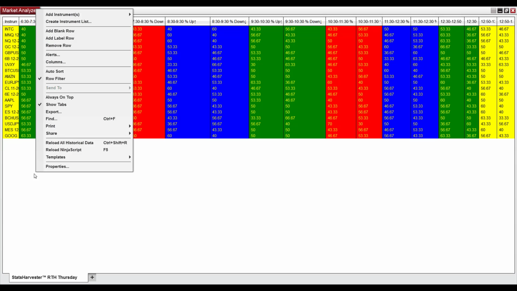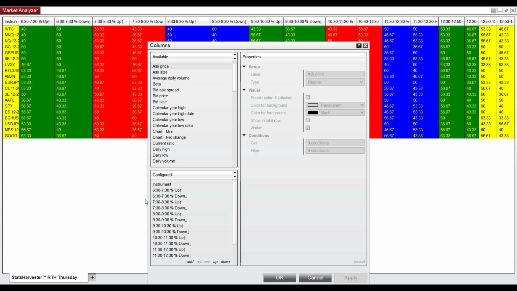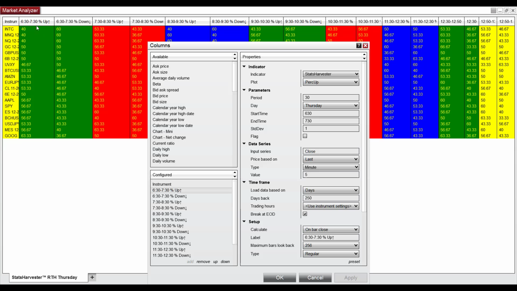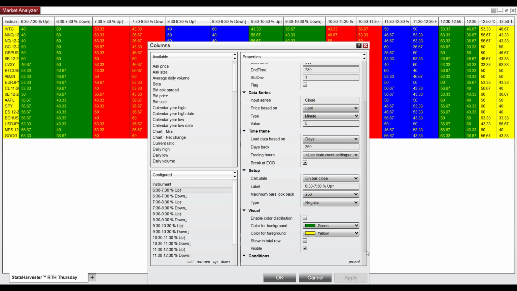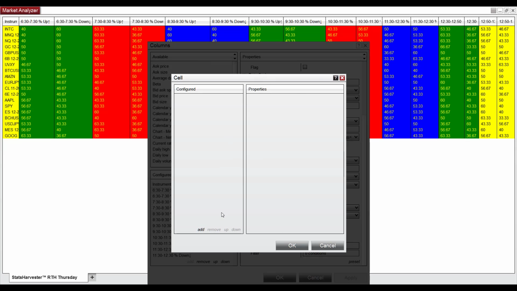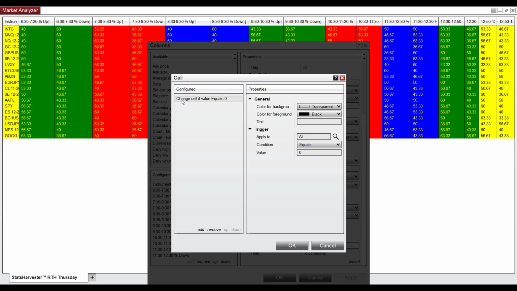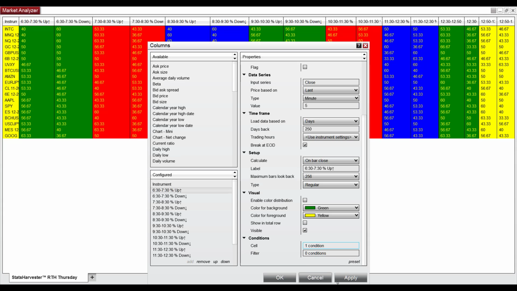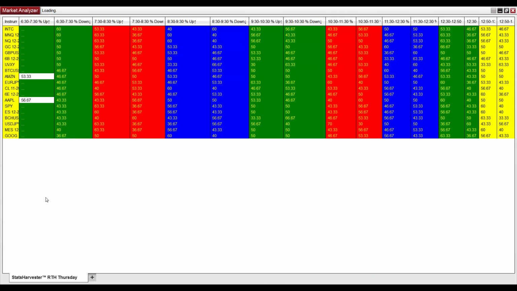To make things a bit faster, I personally prefer to use the Google Sheets application, which I'm going to show you next. But you can also write conditions in Market Analyzer so that it only shows you results you're interested in. So let me quickly edit this column so you can see how easy it is to use Market Analyzer. And there you have it. The only instrument that remains highlighted is Google, where it was up over 60% between 6:30 and 7:30.